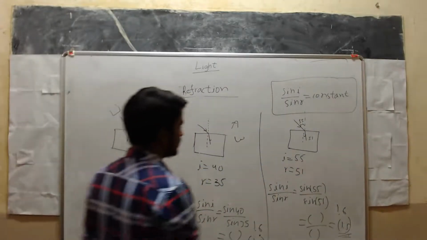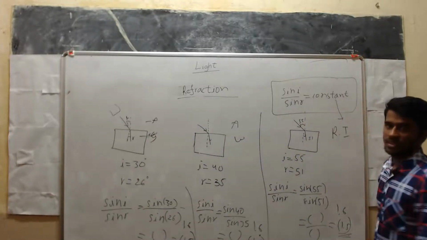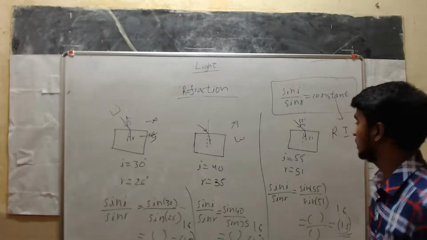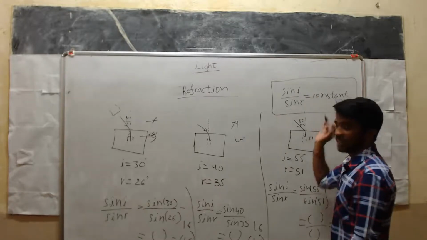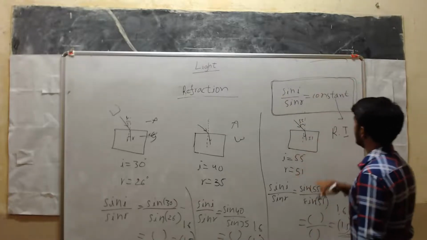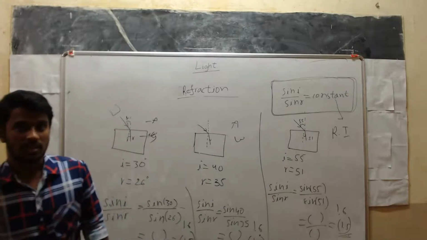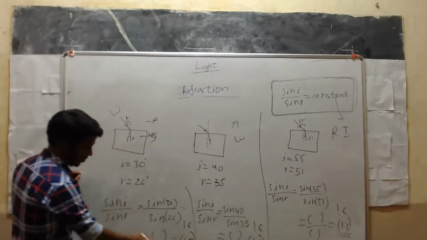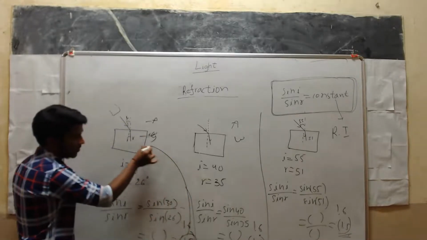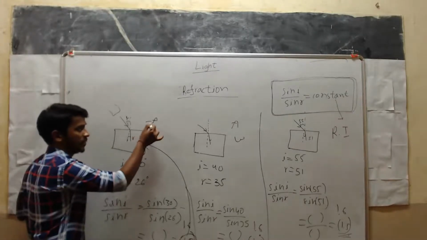So this constant is known as the refractive index. One more important physical quantity we'll study in the next class. What is that? Sin i by sin r equal to constant. This is the second law of refraction of light. This constant is known as the refractive index. Now here you got 1.5, right? So this 1.5 is the refractive index of this medium with respect to this one.